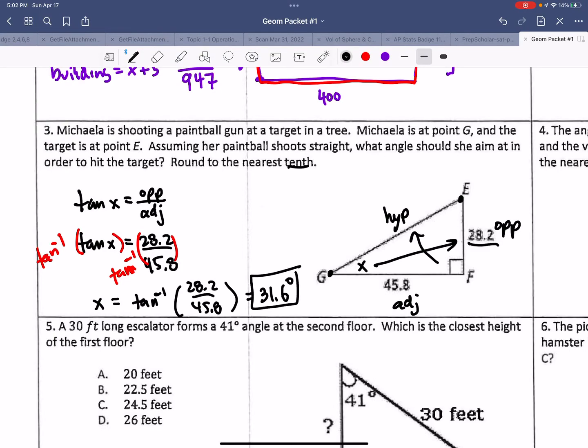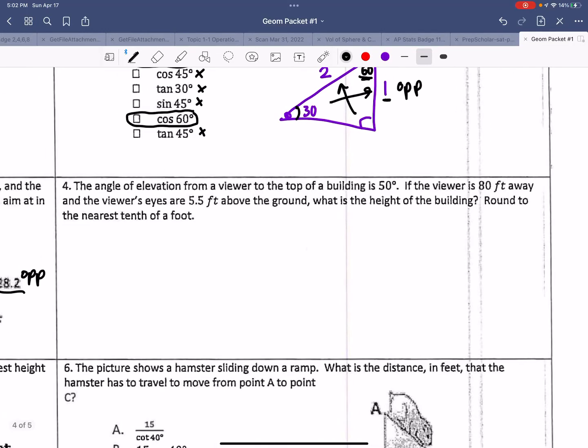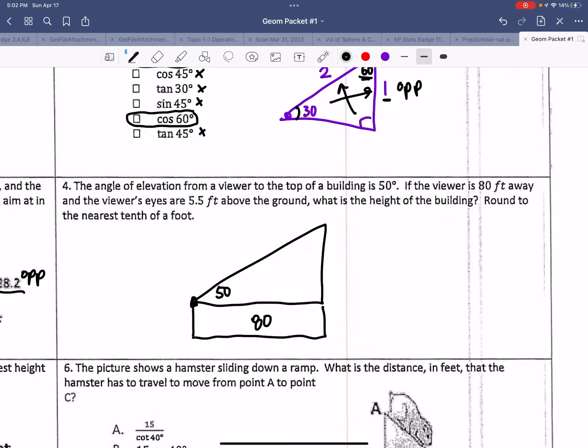Well done. All right, question number 4. The angle of elevation from a viewer to the top of the building is 50. If the viewer is 80 feet away and the viewer's eyes are 5.5 feet off the ground, what is the height of the building? All right, round to the nearest tenth.